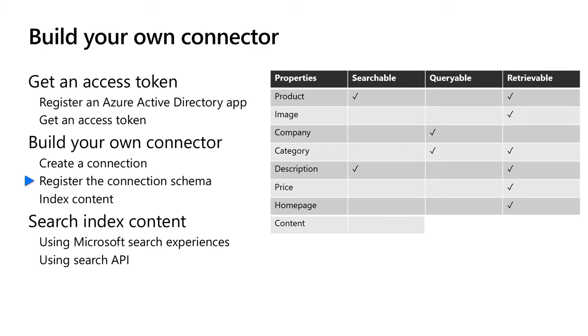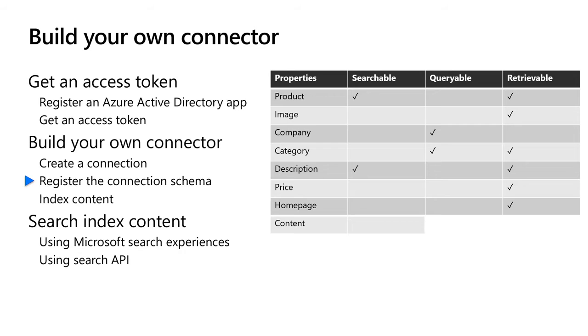If some of you are already using SharePoint search, this would be a very familiar concept to you. The schema defines how each property in my connection is going to be consumed in the search experience. In this preview, we support 3 search attributes: searchable, queryable, and retrievable.